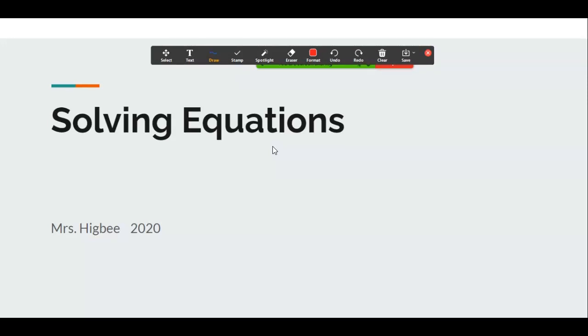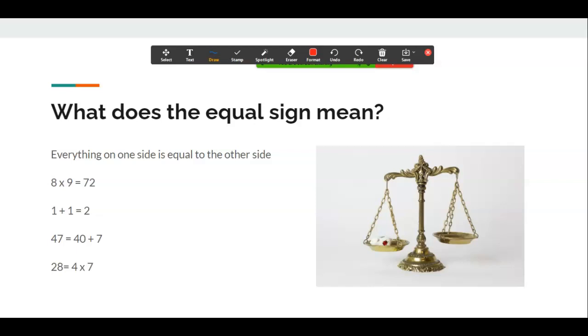So a couple things I want to kind of talk with you about. These are things that you probably already know, but you need a reminder before we go into this lesson. So for instance, what does the equal sign mean? And the reason I'm bringing that up is because a lot of times when I talk to fifth graders about this, they tell me in essence that the equal sign means you have to find an answer.